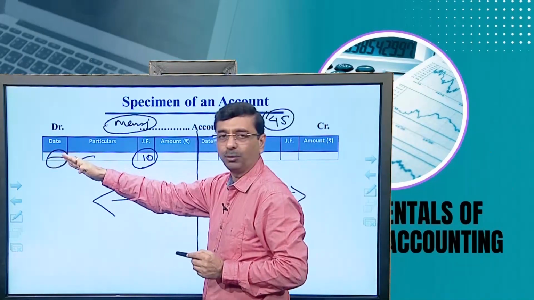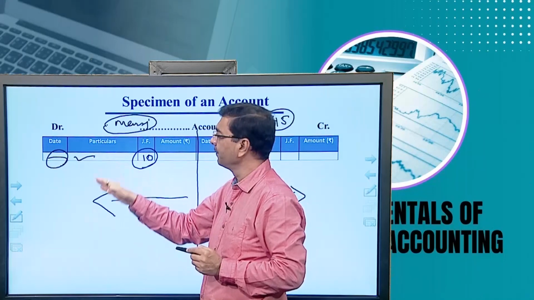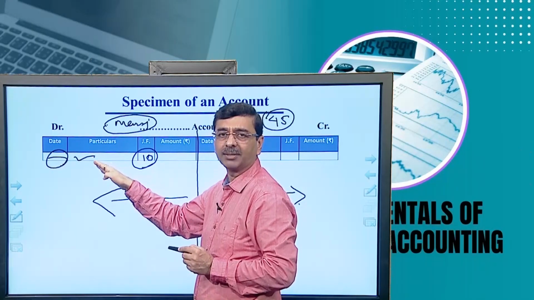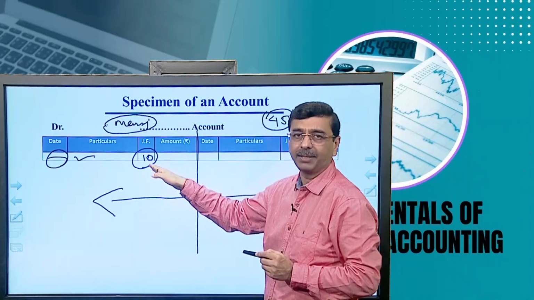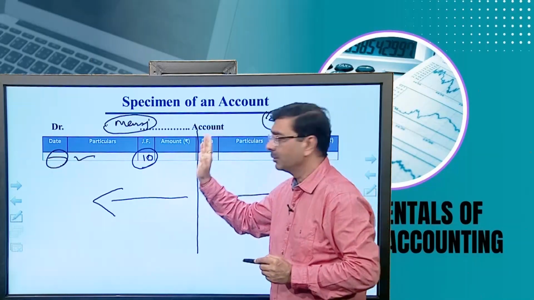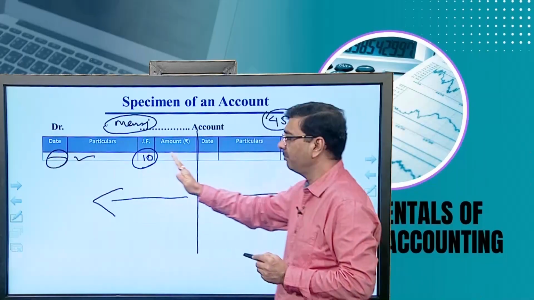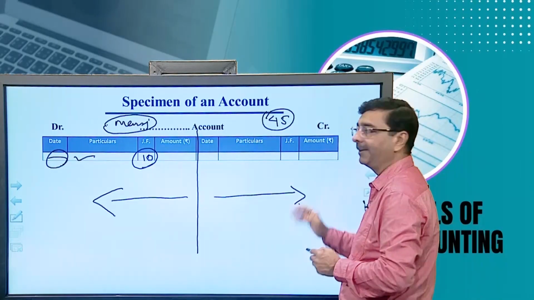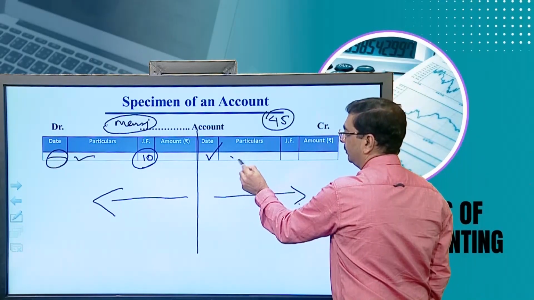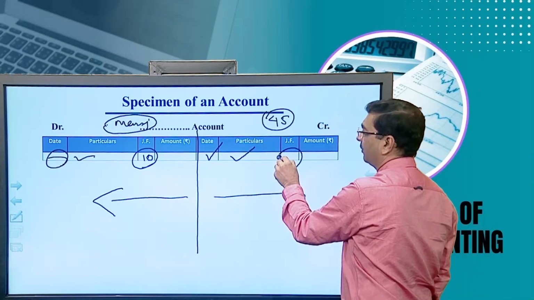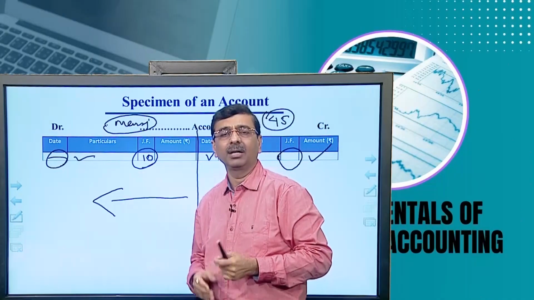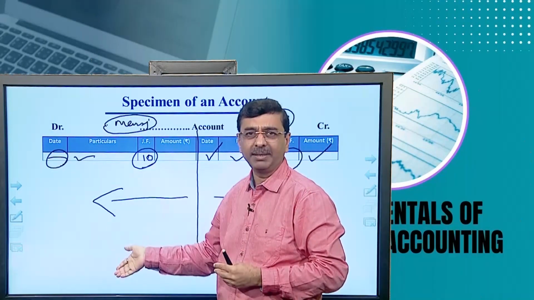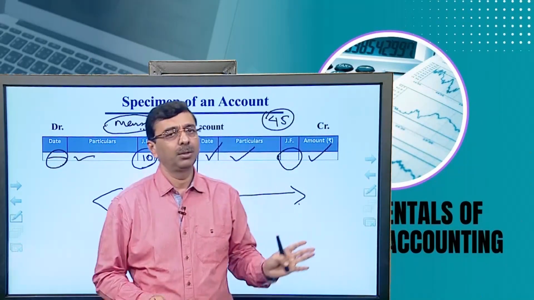So the date, on which date this transaction takes place, from which particular account we are transferring here, from which page this event takes place, and what the amount is. So that is the debit. The same four columns are on the credit side: date, particulars, again the journal folio number, and then the amount. So on the debit side the amount is transferred to debit, and on the credit side the amount is transferred to credit.